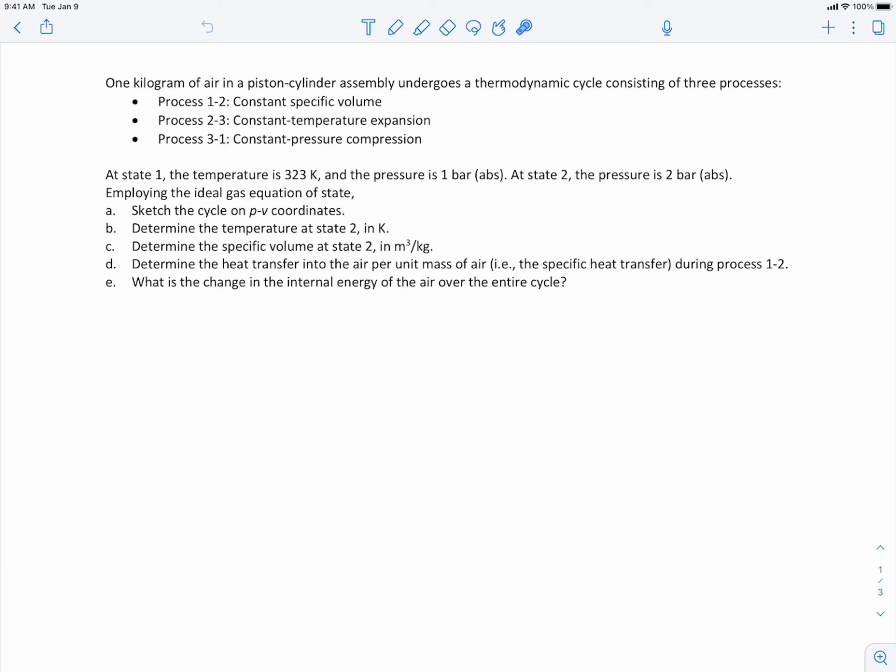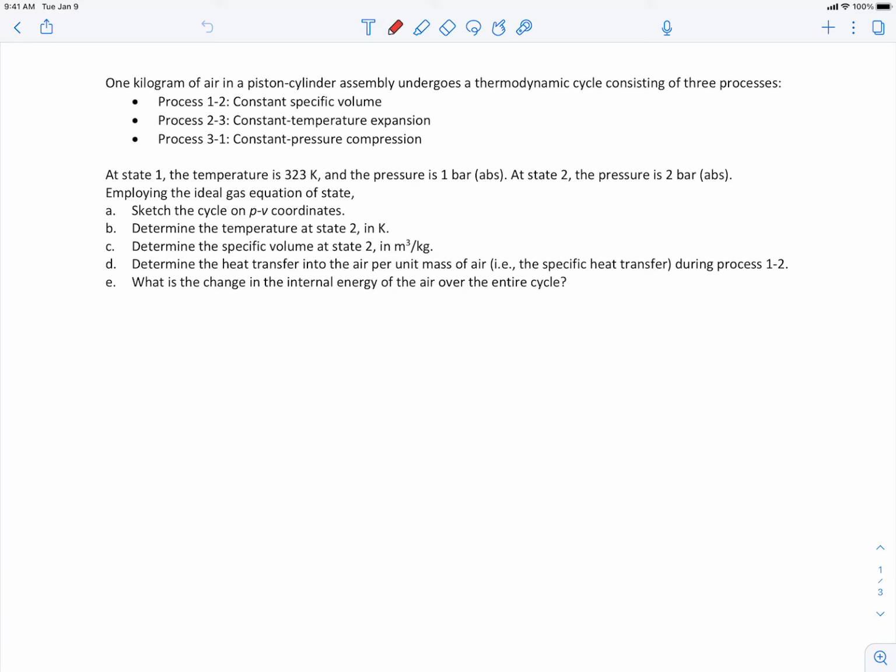We're told at state 1 the temperature is 323 Kelvin. We're given the pressure. We're told at state 2 the pressure is 2 bar. And then we're asked to assume an ideal gas equation of state. Sketch the process in PV coordinates, so that's just plotted on a PV diagram. Determine the temperature at state 2, the specific volume of state 2, the heat transfer into the air per unit mass of air. That's what we call the specific heat transfer during the process from 1 to 2. And then what's the change in the internal energy of the air over the entire cycle?